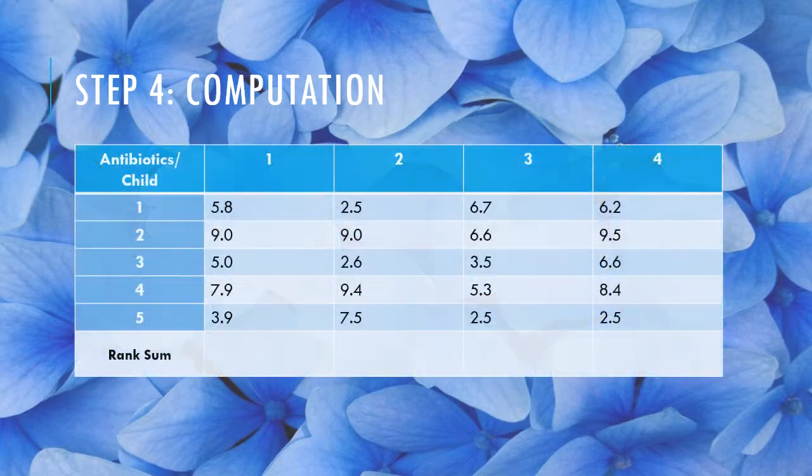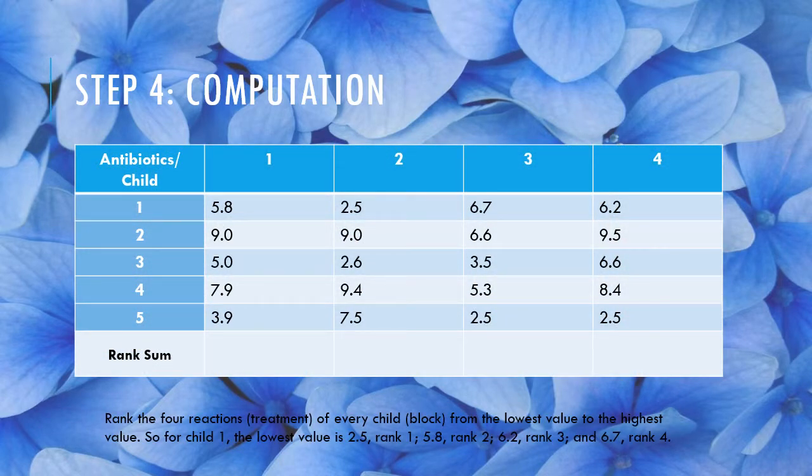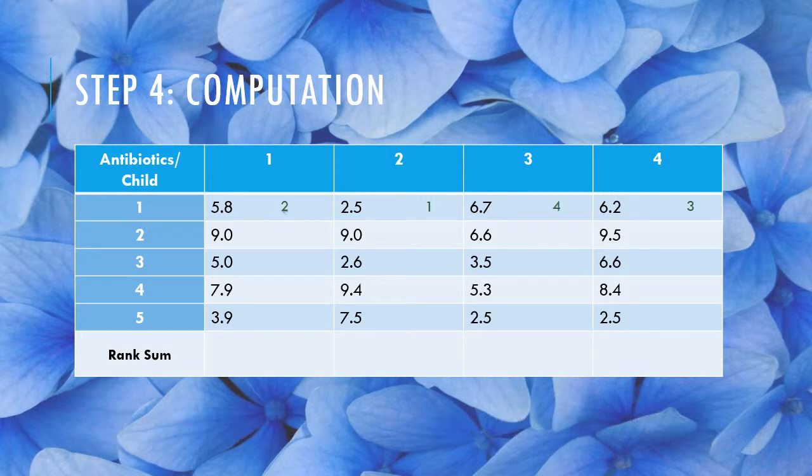For the computation, we need to rank the 4 reactions of every child from the lowest value to the highest value. So for child 1, the lowest value is 2.5, so that will be our rank 1, followed by 5.8 as rank 2, then 6.2 as rank 3, then we have 6.7 as rank 4. For child 2, we have 6.6 as rank 1, followed by 9.0 twice, so that will be rank 2.5, and then we have 9.5 as rank 4.